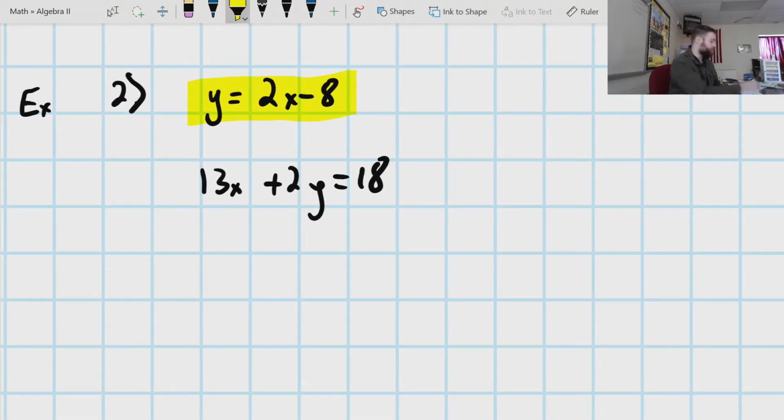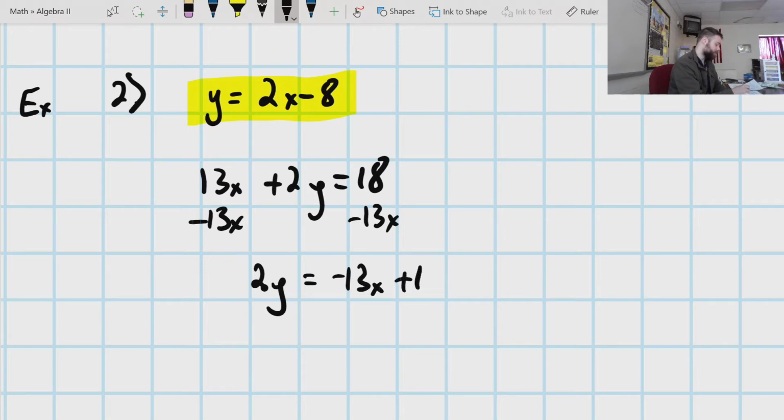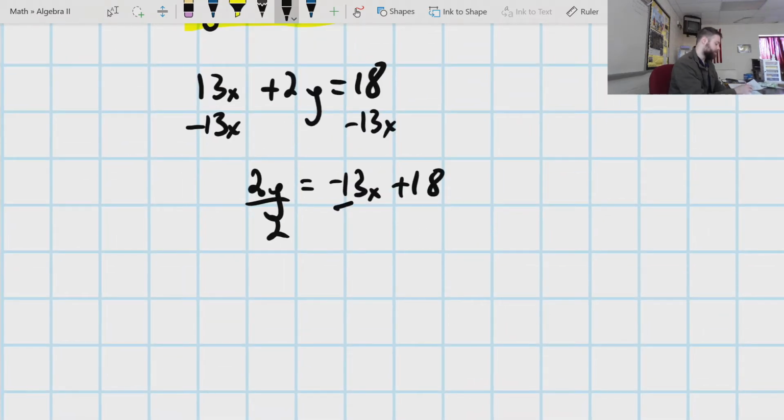It's very difficult to see how these lines are graphed if they're not in slope-intercept form. So the second line is in standard form. That means the x is first with its coefficient, the y is second with its coefficient, and then it's equal to some constant. So I want to solve for this y. I'm going to subtract this 13x to the other side, so I'm left with 2y equals -13x plus 18. And then I can divide both sides by 2. So I get y equals -13 over 2 x, and then 18 over 2 is 9.